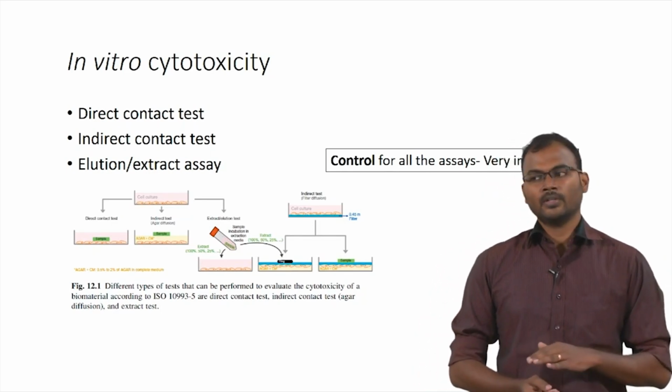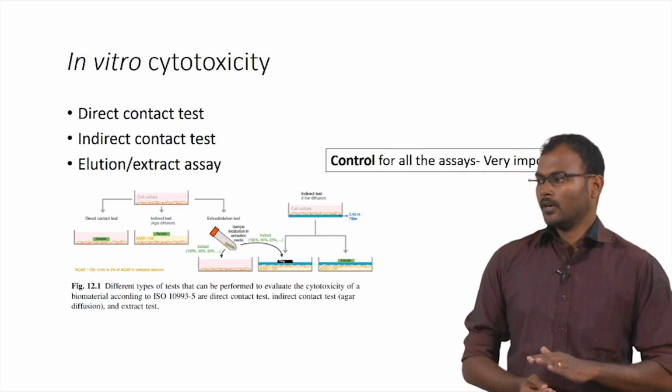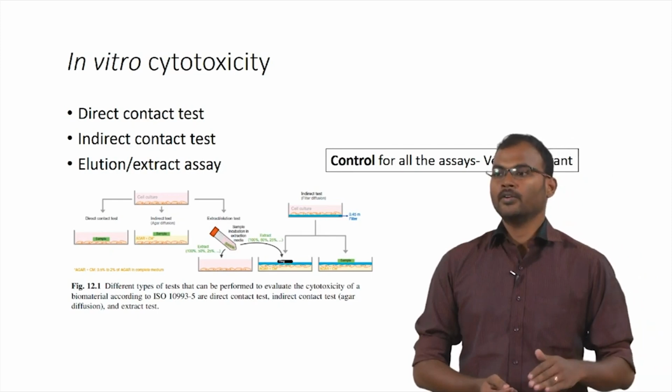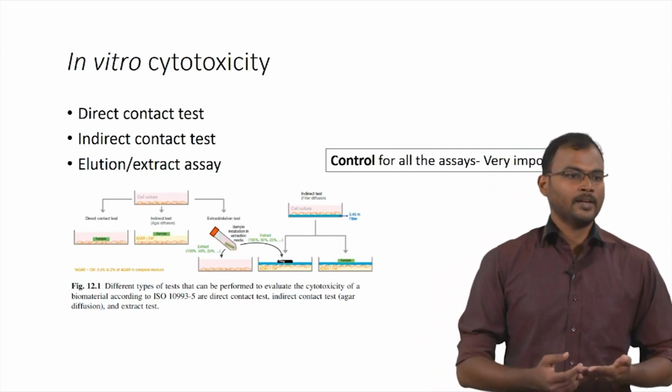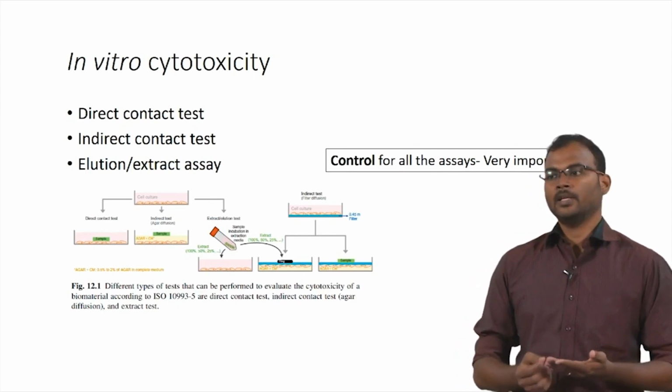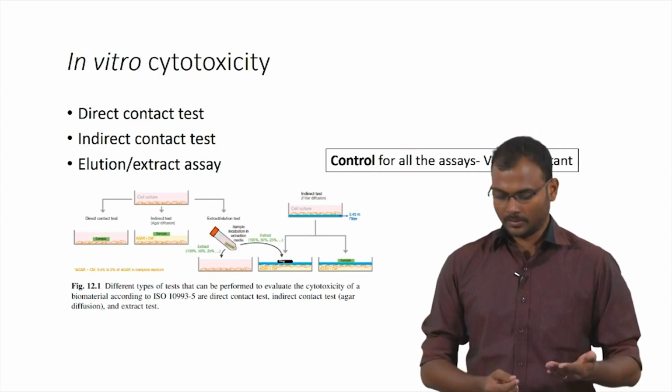So, if you found out that the material is not toxic, not causing any effect in all these assays, then you can go for cell adhesion. That is, whether your material is promoting cell adhesion, because cell adhesion is very important when you are integrating your material with the host system.